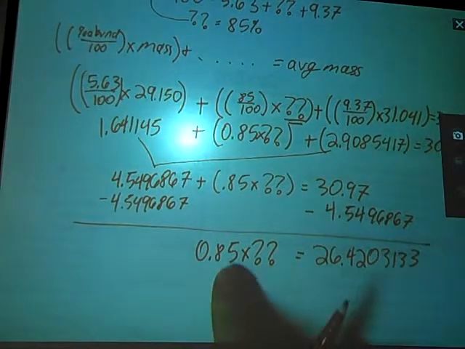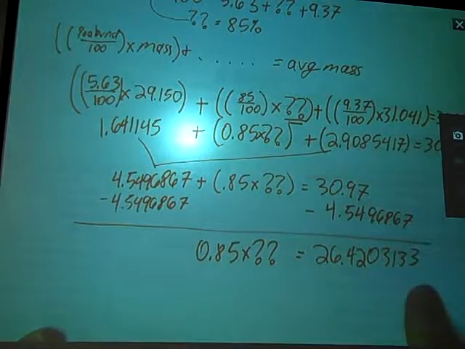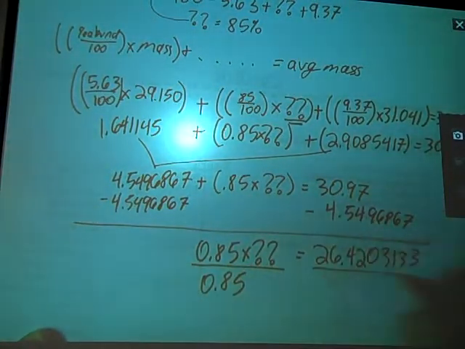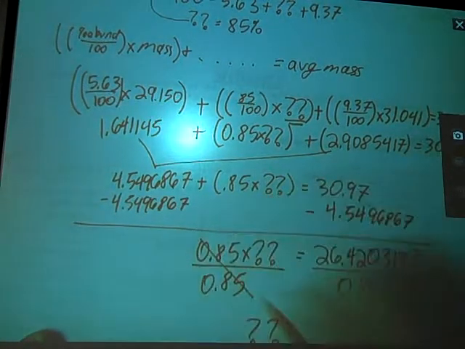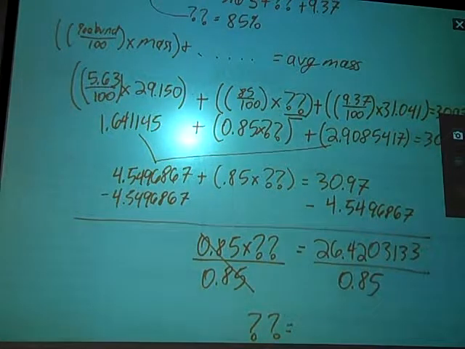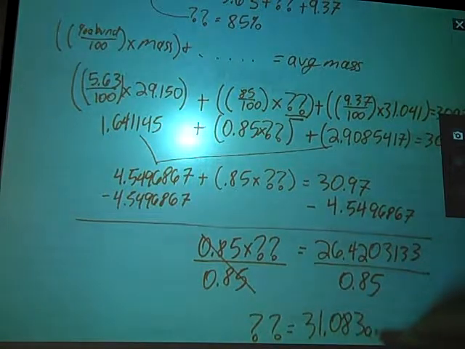Last step, I got to get rid of this 0.85. It's being multiplied on this side, means it will be divided over here. So if I divide it on both sides, top and bottom can cancel. My question mark equals 31.083. We'll stop there.